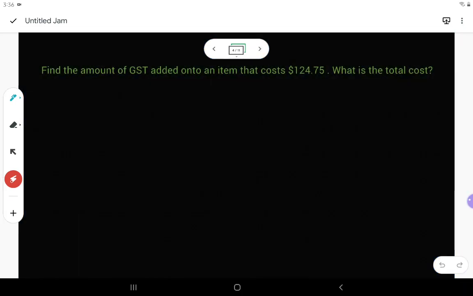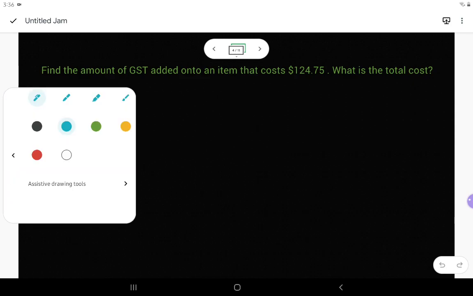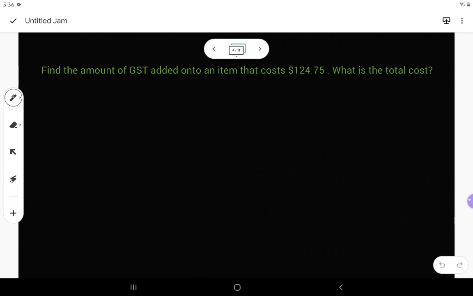Okay, so let's look at this one. Find the amount of GST added onto an item that costs $124.75. So again, that's 5% of $124.75. So I'm going to find the GST separately here.